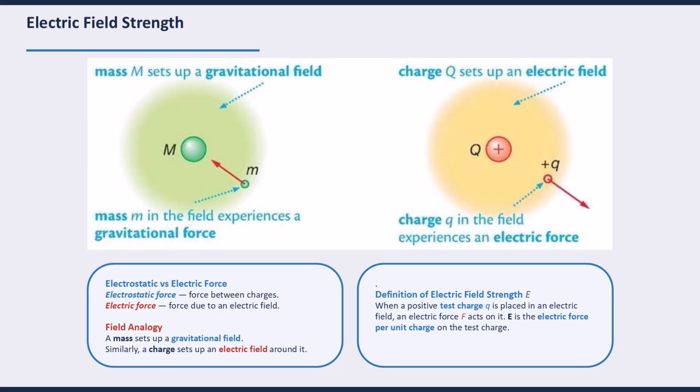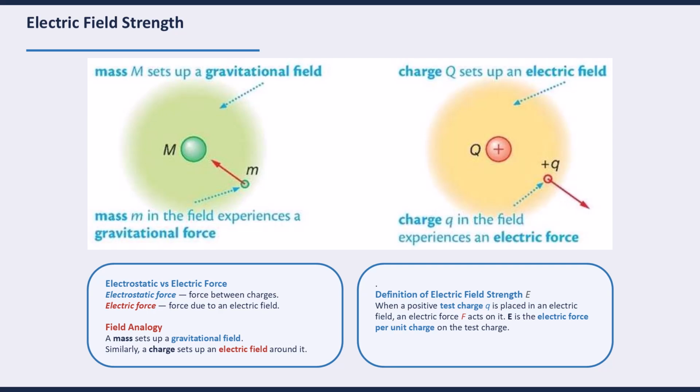Here is the analogy. Just as a heavy mass sets up a gravitational field around it, a charged object sets up an electric field around it. To measure electric strength at a point, we place experimentally a very small positive test charge, let us call it Q, at that point.